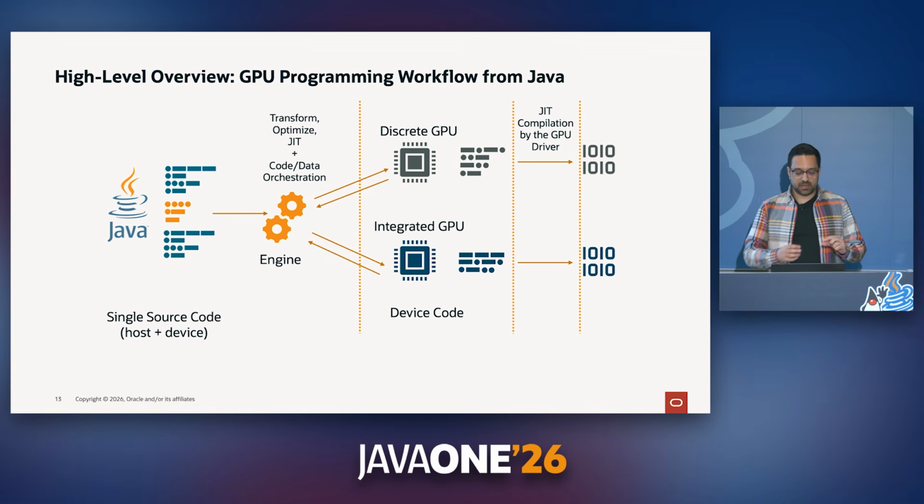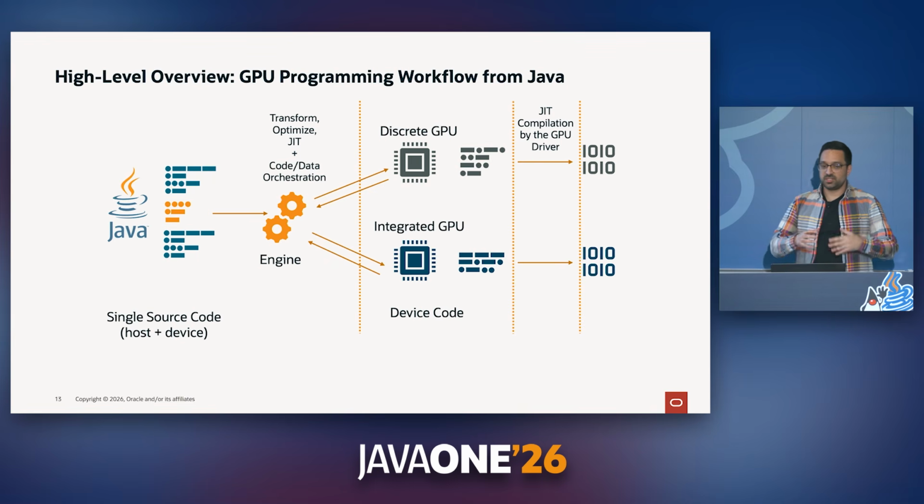Those sections are passed to what we call an engine, and the engine is the most important piece here. It will take these potentially parallel workloads and will transform this Java code, and will optimize it, and will do the final compilation for the accelerator we're targeting.